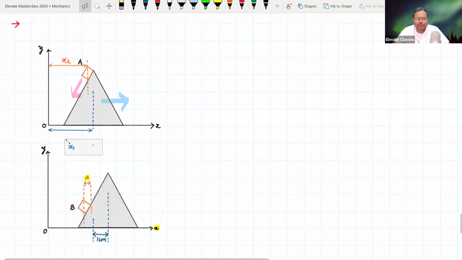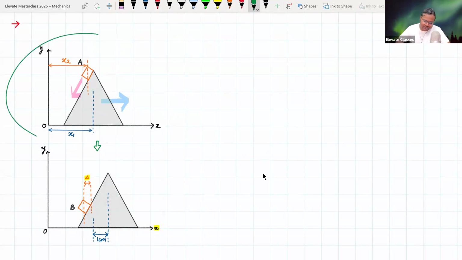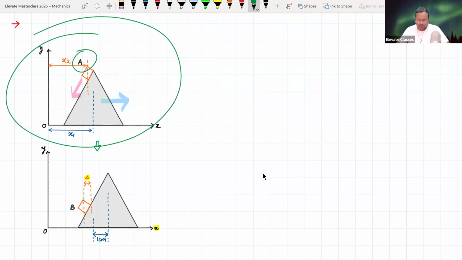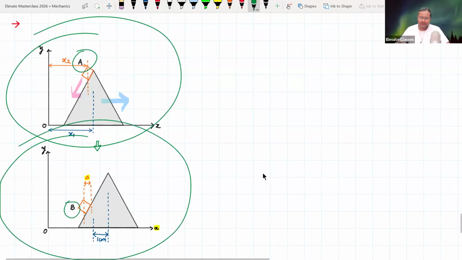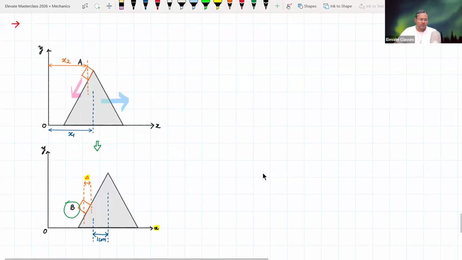So in this scenario, what is happening? The block slides downwards. As a result, the wedge moves to the right. So I am only looking at the initial and the final configuration. Initially the block was at A and finally the block is at B. Even though I want to calculate the distance along the inclined plane, first I focus on the horizontal distance. Okay.